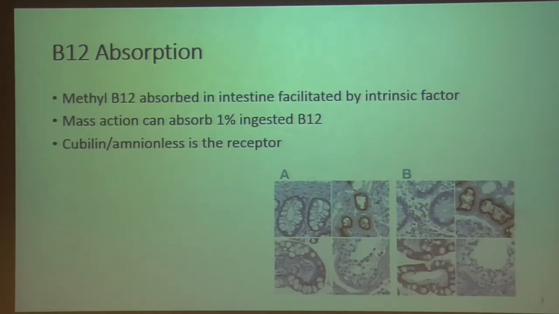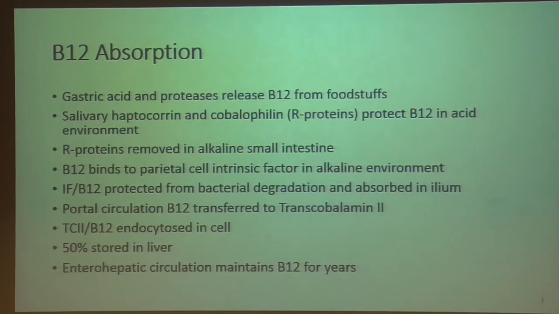So when we take in B12, it's absorbed in the terminal ileum, and B12 absorption is facilitated by intrinsic factor, but in fact, mass action allows us to absorb about 1% of the B12 that we take in our diet. And the reason that's important is the right way to replace B12 deficiency in almost everybody is by mouth, right? So there's really not a role for parenteral B12, and we're going to talk about that. Okay, the receptor is called cubilin, and that's only important because there's a congenital disorder where that's absent, but that's rare.